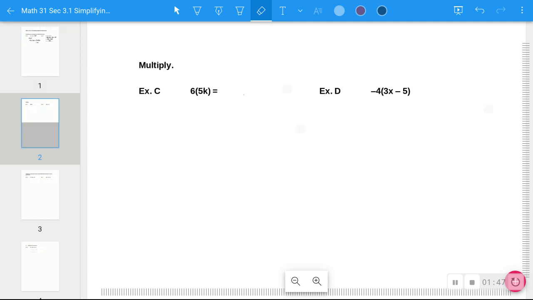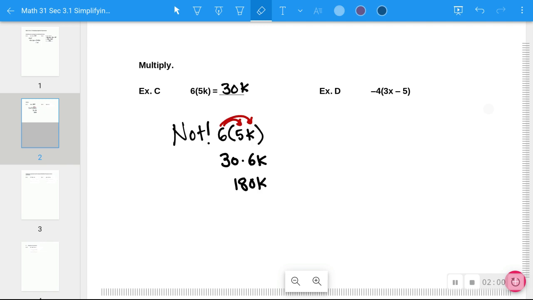Okay, example C here, we're going to be multiplying 5 times 6k. Now we don't know the value of k, but we do know what 5 times 6 is, so we get 30 times k. Now some people make the mistake of distributing in that problem, but there is no addition inside the parentheses or subtraction inside the parentheses. So this distributing that's being shown here is being done incorrectly. So you should not multiply both parts of the 5k by 6. If it read 5 plus k, you would do that.